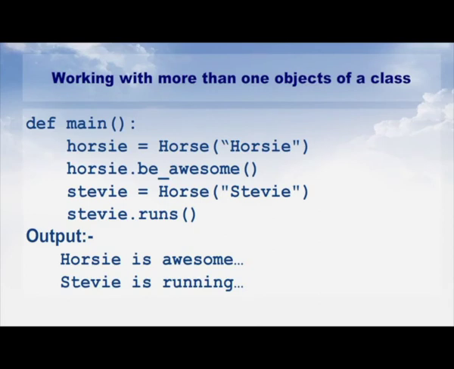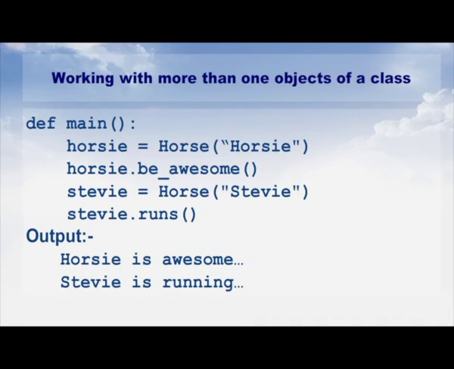So, horsey equals horse of horsey, that is the name string we are passing on to the horse class. Then for the horsey object we access the method be awesome. I say horsey dot be awesome, and I create one more object called Stevie, Stevie equals horse of, and I pass an argument string called Stevie. Then for the Stevie object I simply call the runs method and run the program. What do you observe?